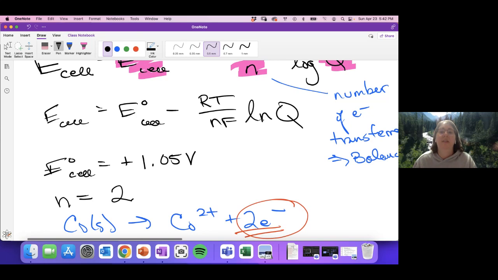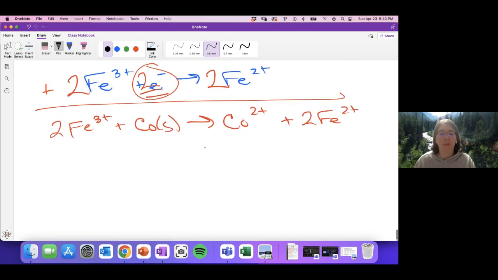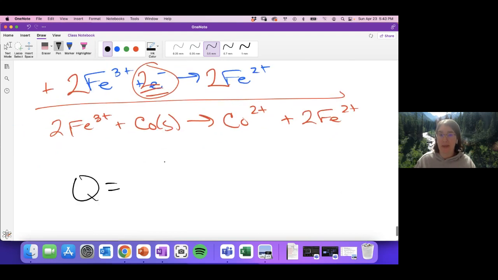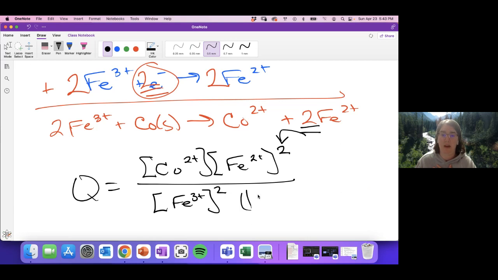That's what I wanted. Then the last thing I need is Q. I'm going to get Q from the balanced reaction. So Q is cobalt 2+, not carbon monoxide, cobalt, times iron 2+ squared. There's a 2 here. There's a squared term there. Divided by iron 3+ squared times 1. Remembering that solids are not in our Q expressions, they're also not in our K expressions.